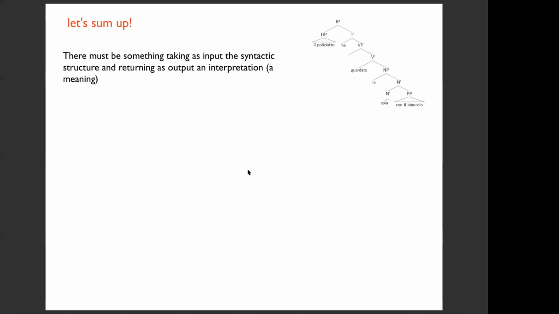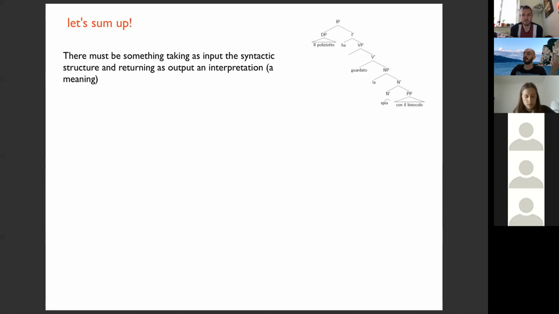Okay, so there must be something that takes as input some sort of syntactic structure and returns as output something like an interpretation. Even the most anti-grammatical guy must admit that we have a way to combine phrases in different ways to account for syntactic ambiguity, for the fact that the same sentence can be assigned completely different interpretations depending on the order in which the constituents are interpreted.